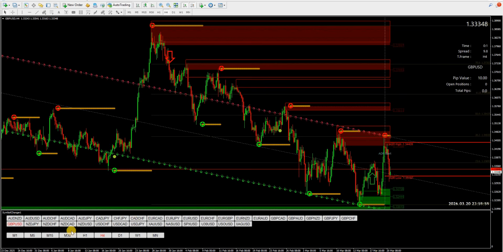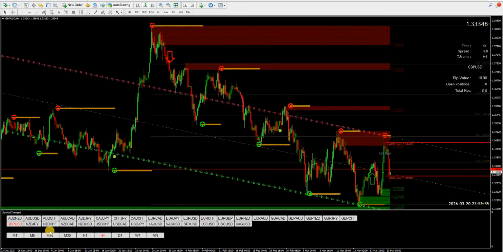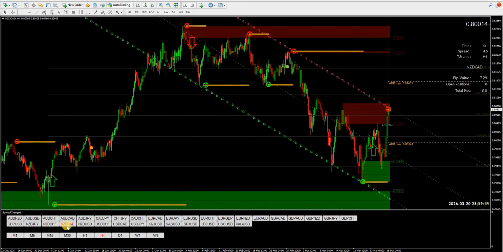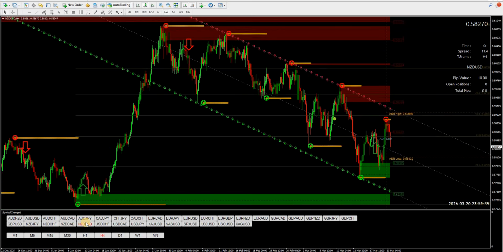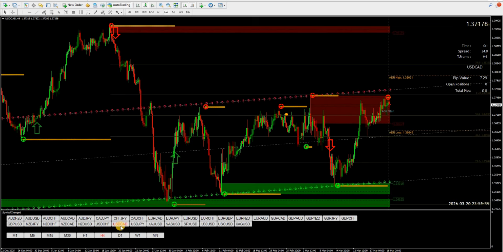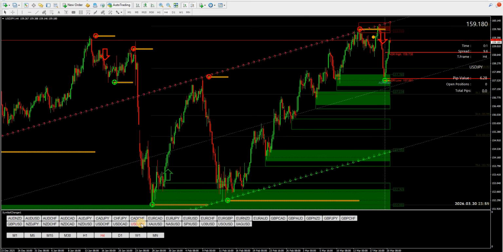I don't see anything. This one has pulled back. It looks like it's trying to stabilize, but I don't like it. I'm not a fan of it. I'm not seeing these. I don't like them. I don't like this one. Don't like that one.